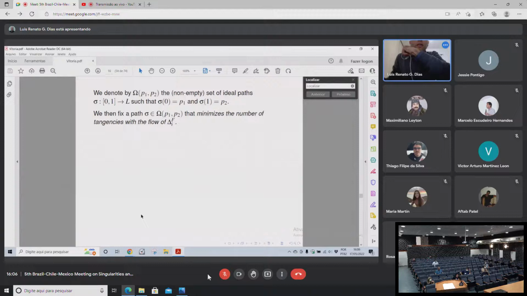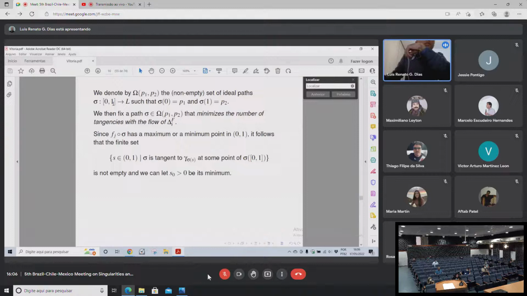Then in particular, the restriction of F_J on the image of this path has a maximum or a minimum. It follows that the set S in the interval [0,1] such that the path is tangent to gamma at some point of the image of the path is not empty. Since this has a maximum or minimum, you can take s0 as the minimum of the set.